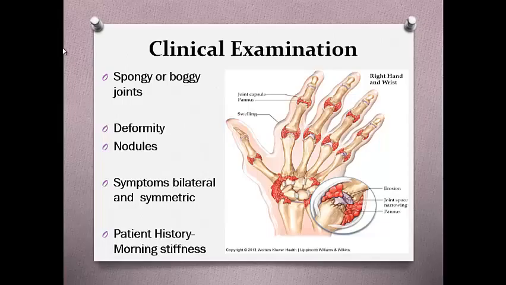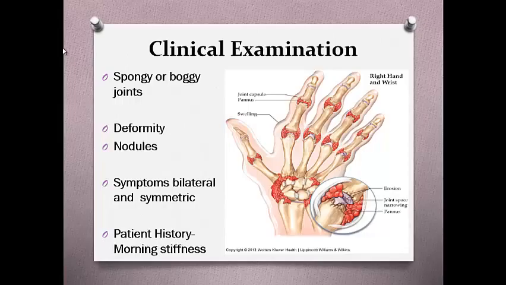Well, we can do a palpation of the joints. And again, rheumatoid arthritis usually starts in the hands. So we can look at the interphalangeal joints and the knuckles and see that we have spongy or boggy joints. Tenderness of the joints, swelling, and they could have actual deformity.